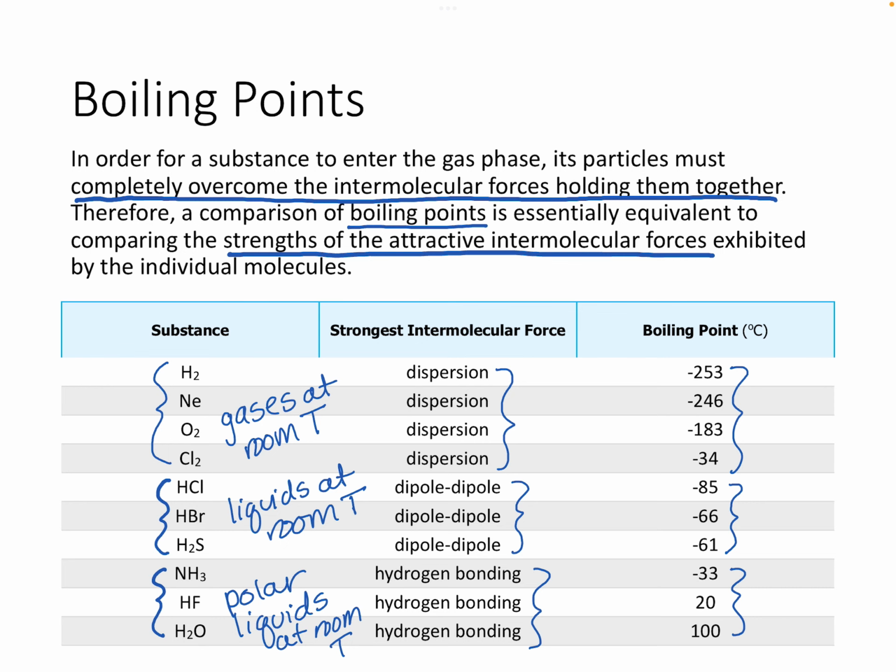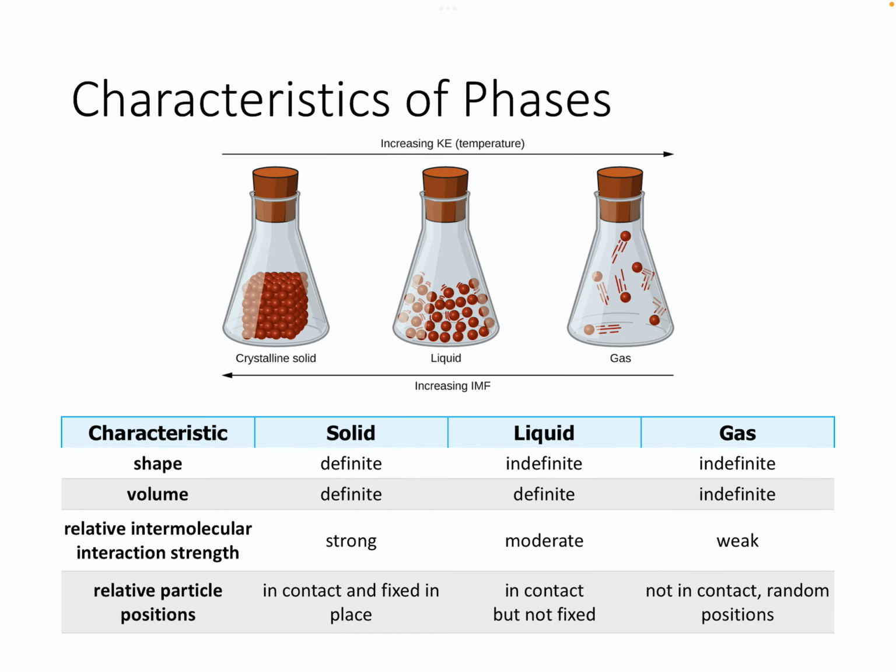Now that brings us to our different states of matter, or different phases of matter. So again, we have solid, liquid, and gas. On the very first slide of chapter 8, we talked about how intermolecular force strength increases as we go from gas to liquid to solid. So down below in our table, we can see that the relative intermolecular interaction strength is really strong for solids, moderate for liquids, and weak for gases.